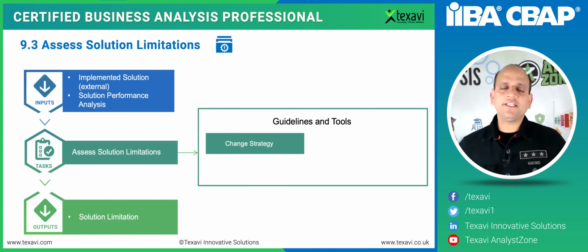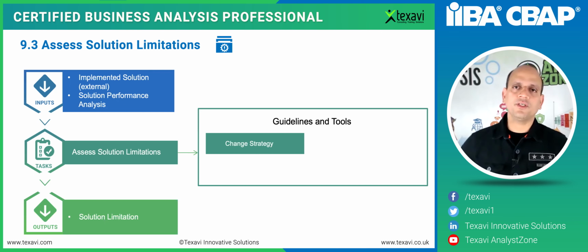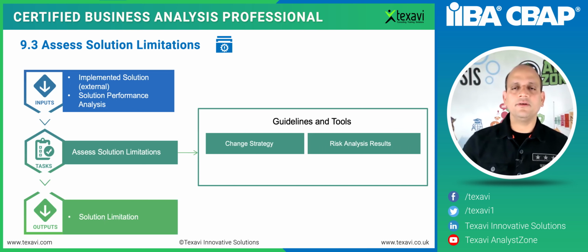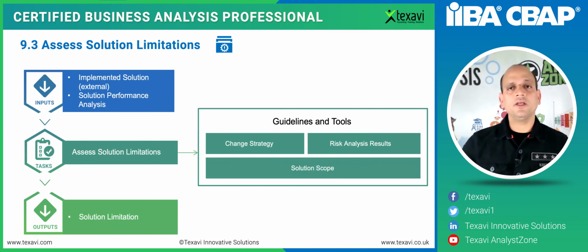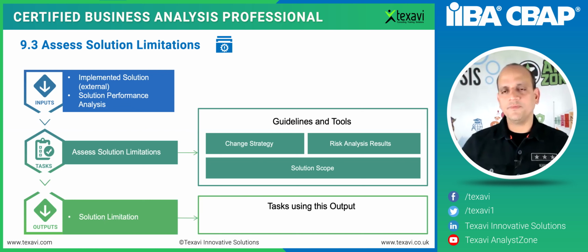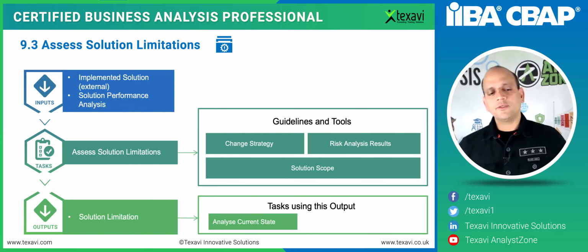Again, the basis for that is the change strategy, the approach, the technique, the methods, very important. The risk analysis results that are coming in from the analysis that we have just carried out, as I was mentioning. And more importantly, the solution scope, the scope of the proposed solution within which it is going to operate, the environment, the technology, the business constraints, the business rules, all of those would determine the scope of the solution. And the solution limitation or the constraints would be the output.